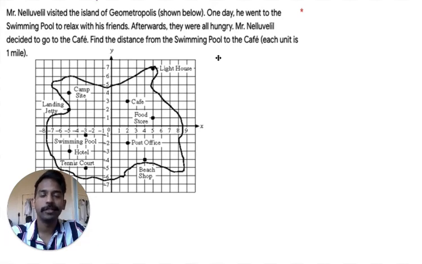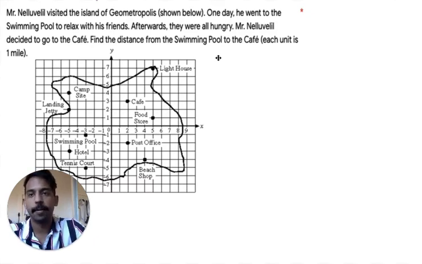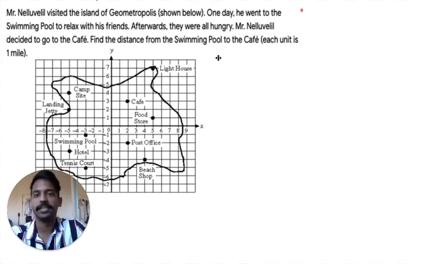Mr. Nelvell here to help you go over the exit ticket question. As you already read, this question is asking us that Mr. Nelvell, me, visited the island of Geometropolis, shown below on this picture. One day, he went to the swimming pool to relax with his friends. Afterwards, they were all hungry, so Mr. Nelvell decided to go to the cafe.